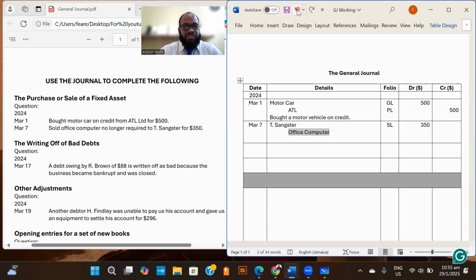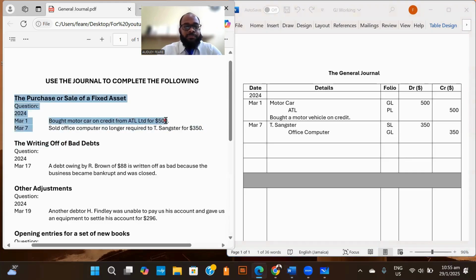The other account, office computer, the asset is decreasing. When asset decrease, we credit. And then we put that to GL as we know. And then it is $350. So that's that for the first part, for purchase or sale of fixed asset.